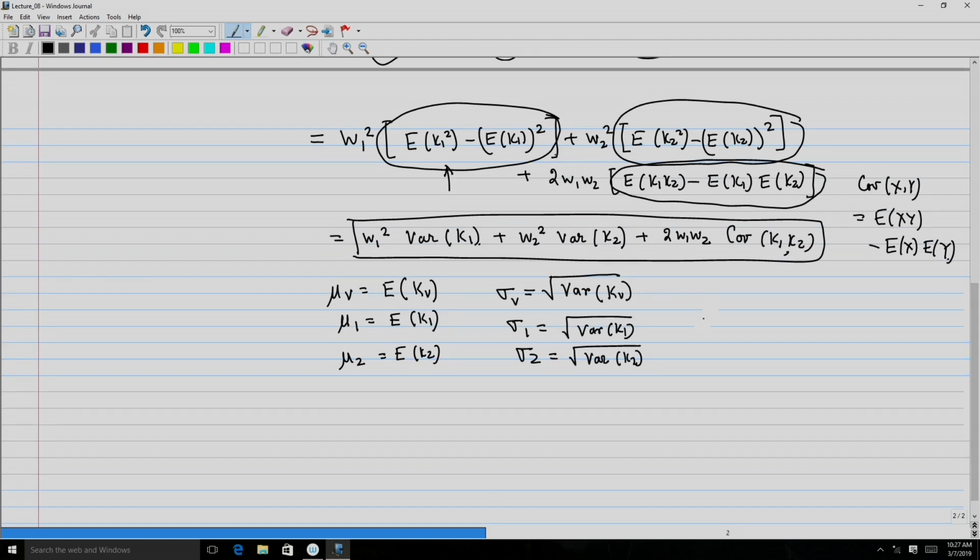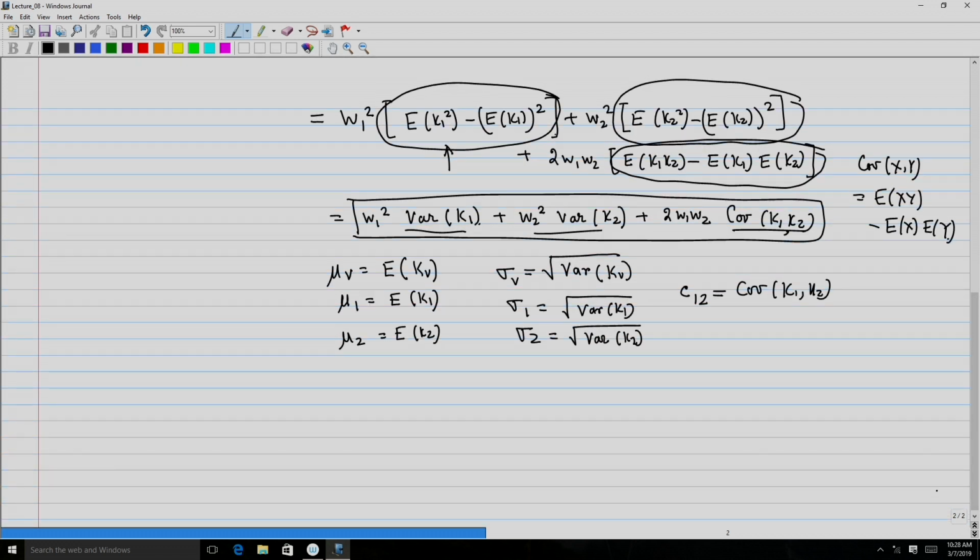Okay, and there is one final notation. We essentially have defined this term. Finally, one more term is left, that is covariance of k 1 k 2, and we will denote this by a lowercase c 1 2. It is the covariance between the first and the second assets' returns.